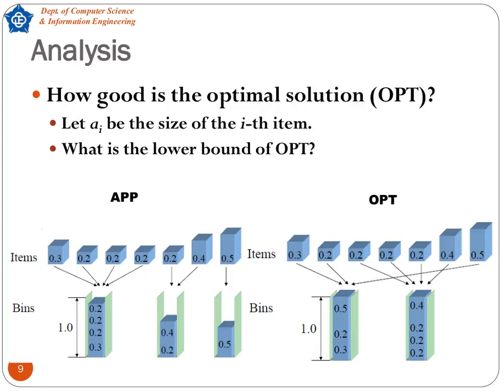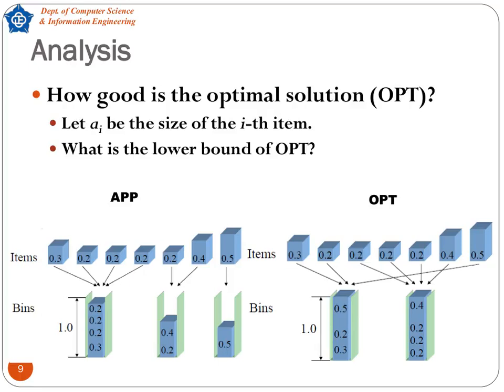Now that we've explored the mechanics of approximate algorithms like first fit, let's broaden our perspective to analyze the performance of bin packing solutions more generally. This slide, titled Analysis, poses two crucial questions. How good is the optimal solution, or OPT, and what is the lower bound of OPT? To set our context, we define A sub i as the size of the ith item.